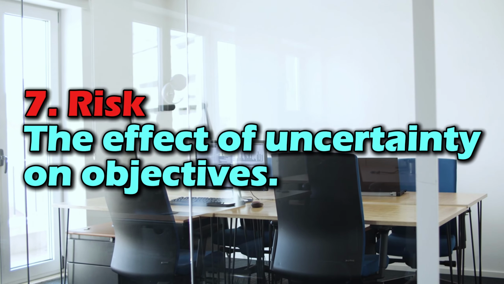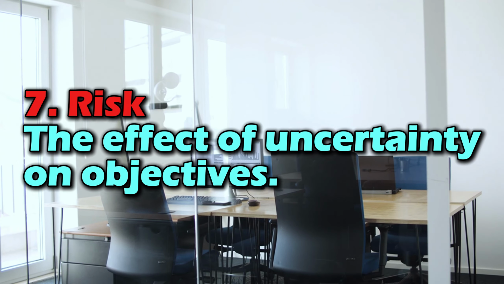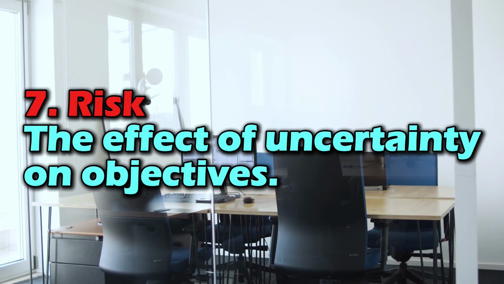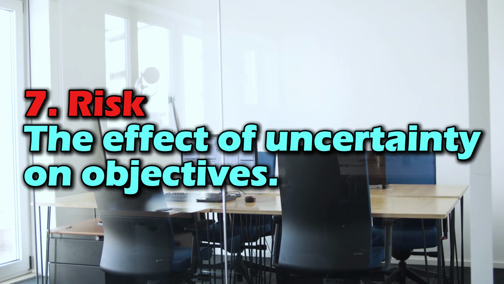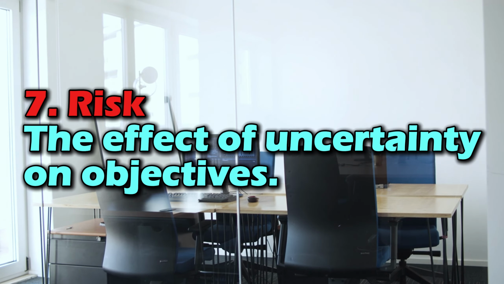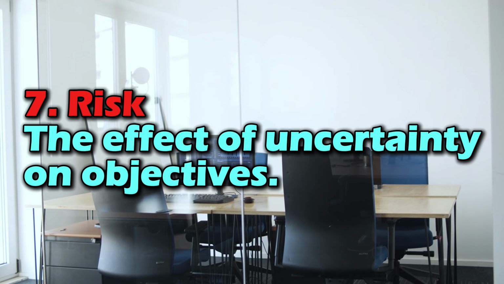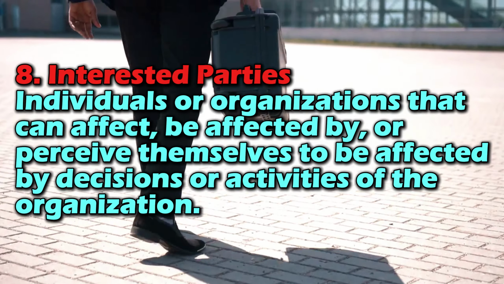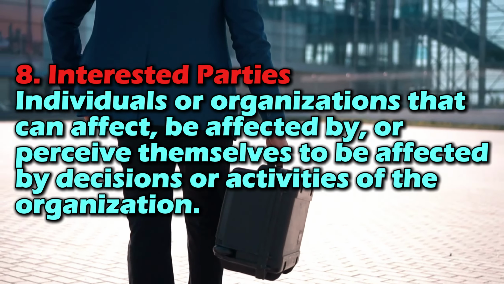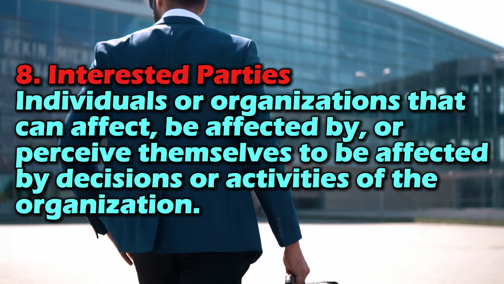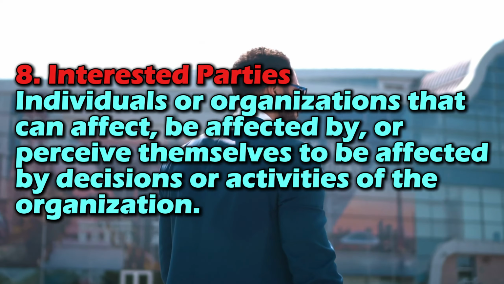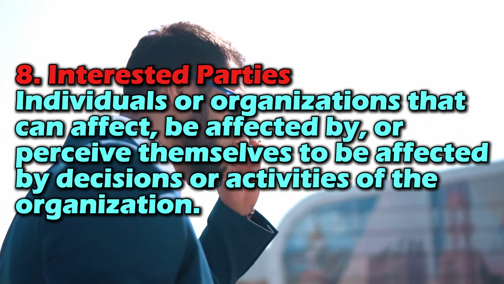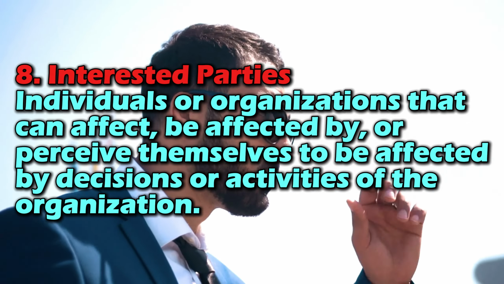The next term is risk, and it is the effect of uncertainty on objectives, on my objectives or on my goals. The effect of uncertainty on my goals, which might cause a lot of deviation to my products, services, goals, and objectives. The next term or definition is interested parties, and it is individuals or organizations that can be affected by, or perceive themselves to be affected by decisions or activities of the organization.